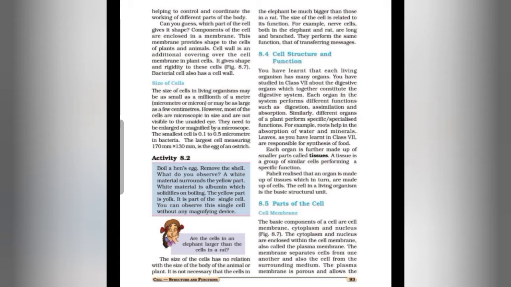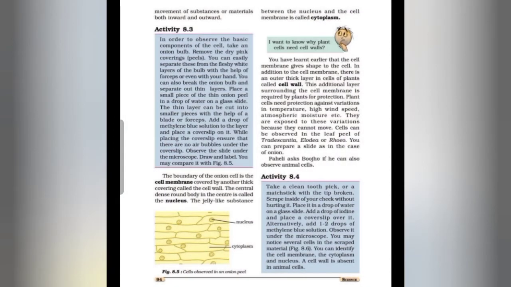The cytoplasm and the nucleus are enclosed within the cell membrane, also called the plasma membrane. So every cell is bound by a thin delicate membrane called the cell membrane or plasma membrane. The membrane separates cells from one another and also the cell from the surrounding medium. The plasma membrane is porous and allows the movement of substances or materials both inward and outward. So this is the main function of the cell membrane or plasma membrane.